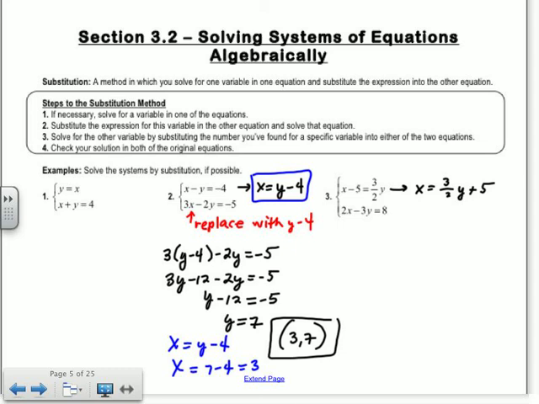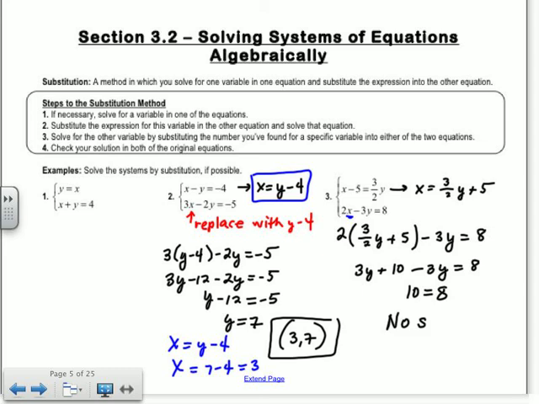So that means in the second equation, instead of having x, I'm going to replace it with 3 over 2y plus 5. So I get 2 times (3 over 2y plus 5) minus 3y equals 8. The 2's cancel, so I get 3y. 2 times 5 is 10. Minus 3y equals 8. What happens here?